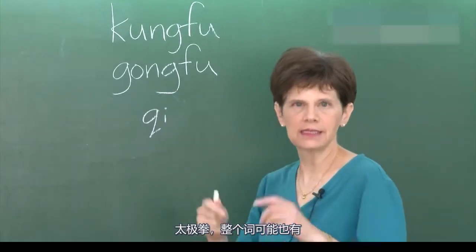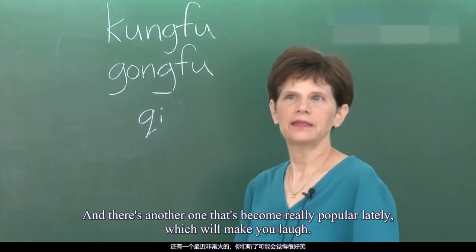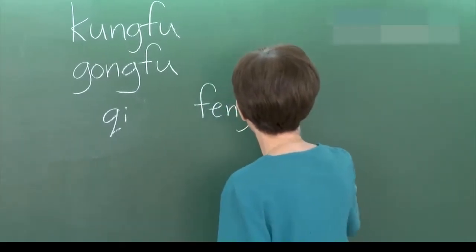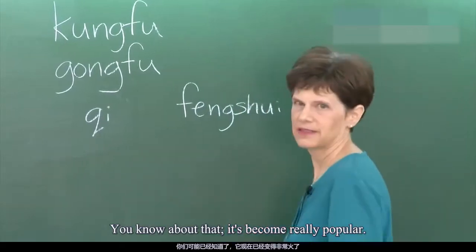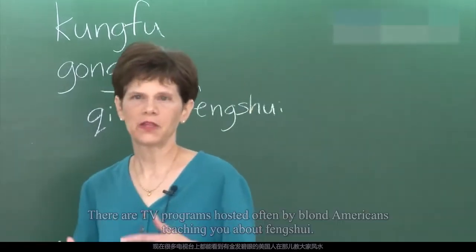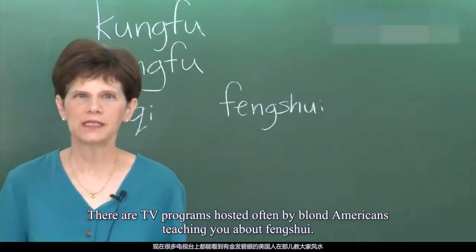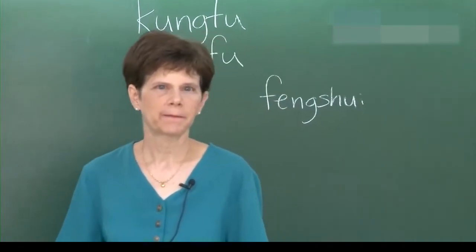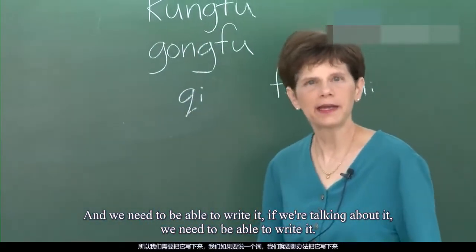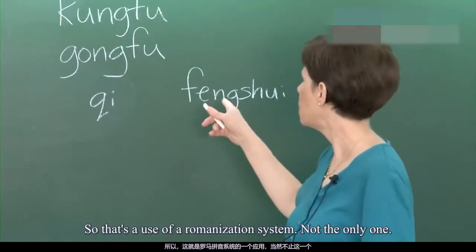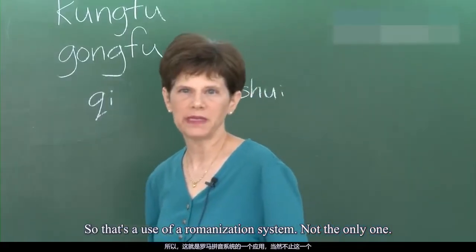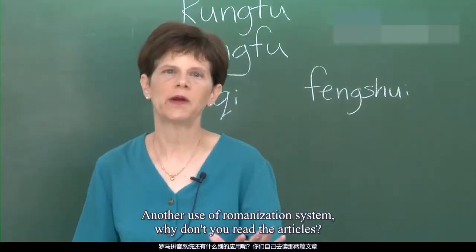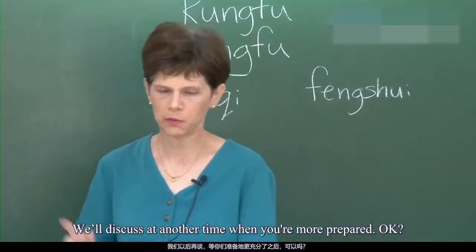太极拳整个词可能也有. And there's another one that's become really popular lately, which will make you laugh. You know about that. It's become really popular. There are TV programs hosted often by blonde Americans teaching you about feng shui. And we need to be able to write it. If we're talking about it, we need to be able to write it. So that's a use of a romanization system, not the only one. Another use of a romanization system, well, why don't you read the articles? We'll discuss it another time when you're more prepared.